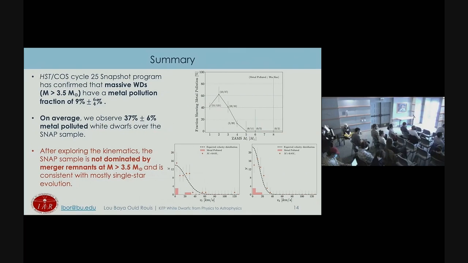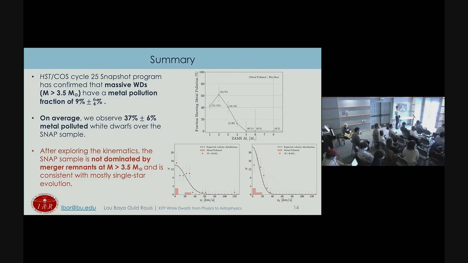Thanks, really nice talk. Have you thought about how easy or hard it is to detect metals in more massive white dwarfs compared to lower mass ones, either for this sample, given how bright and hot they are, or in general, if the length of time the metals stay in the atmosphere changes with log g? Yeah, that's a really good point.